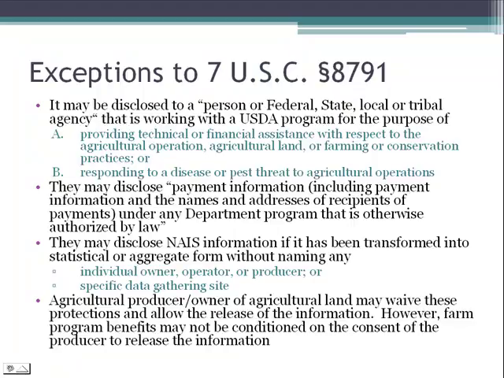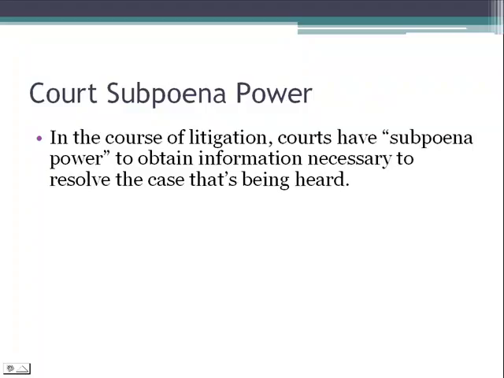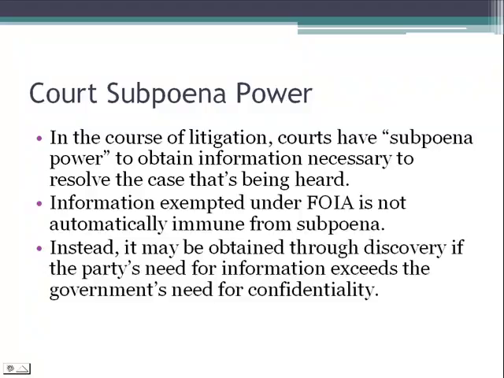However, court subpoena power, I talked about a second ago, was really the second way that you can obtain information. During the course of litigation, while a lawsuit's been filed, courts have subpoena power to obtain information for that lawsuit. And just because information is exempted under FOIA doesn't make it immune automatically to the subpoena power. Instead, the judge can subpoena it if the party's need for information exceeds the government's need for confidentiality. And as you can imagine, that can vary from one judge to the next. One judge might feel that the information is very important and release it, and another one might not.